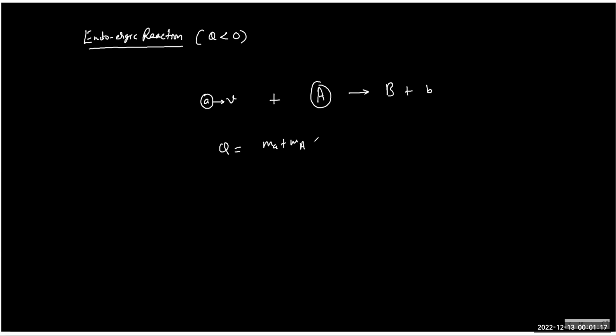The Q value here is M_A plus M capital A, and what I'm saying is this is negative. So how to carry out this reaction? Tell me. We'll have to supply this much energy from the kinetic energy of the A which we are projecting. So should I give the kinetic energy of the projectile more than or equal to the mod of this? If I give it equal to this value, will this reaction occur?